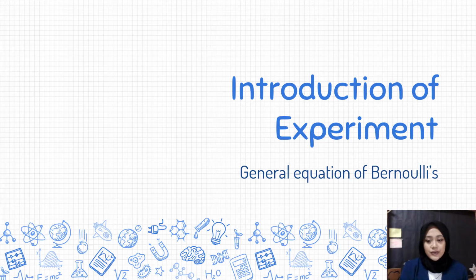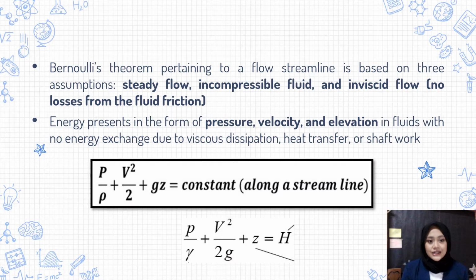Introduction of experiment. I will explain the general equation of Bernoulli's. The Bernoulli equation is only applicable within three conditions, which are steady flow, incompressible fluid, and inviscid flow, which means no fluid friction. The energy equation is represented in the form of pressure, velocity, and elevation. Below is the general equation of Bernoulli, in terms of head: static head, dynamic head, and elevation head.